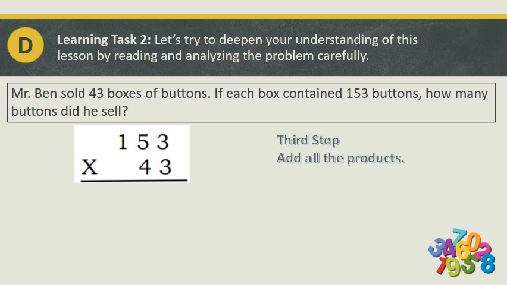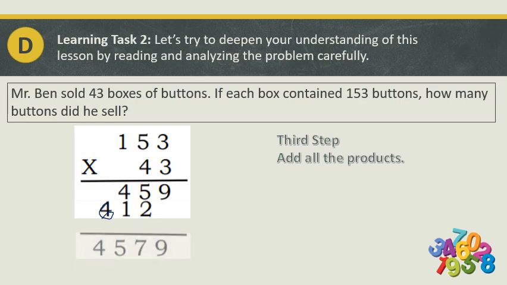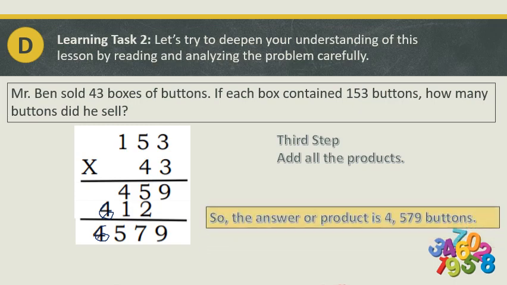Okay, then third step is to add all the products. So, pagawin ulit natin ito ha. Ito po ay 6. So, sa module kasi ay 4 nakalagay. Okay, so kaya magiging answer natin is 6,579 kasi 9, bring down natin. 5 plus 2 is 7. 4 plus 1 is 5, then bring down 6. So, ang answer natin ay 6,579.